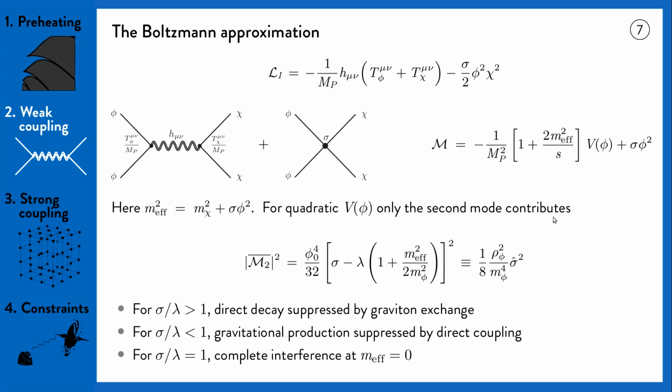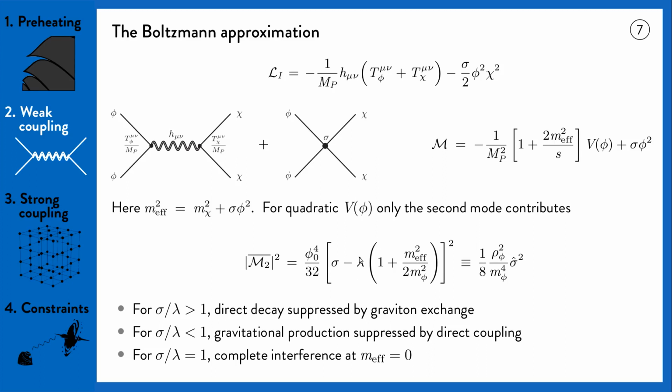The amplitude for the process can in turn be decomposed into two contributions, a gravitational one originating from the exchange of gravitons and a contact one. A careful computation reveals that both interactions have exactly opposite phases, leading to destructive interference effects. This amplitude can be simplified to take this form in terms of the inflaton energy density and the difference between the direct coupling sigma and the CMB normalization coupling lambda.